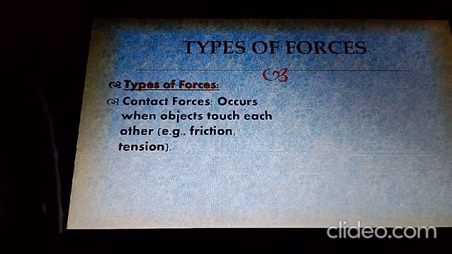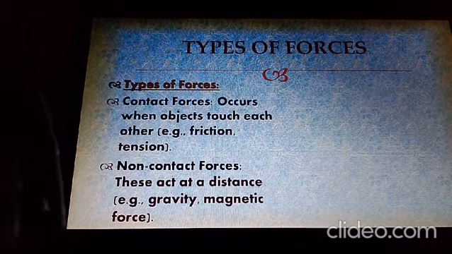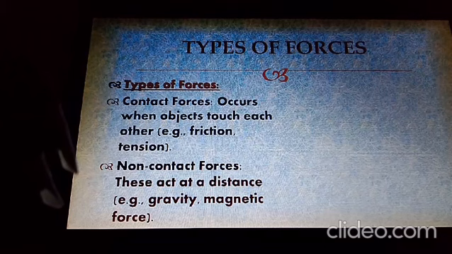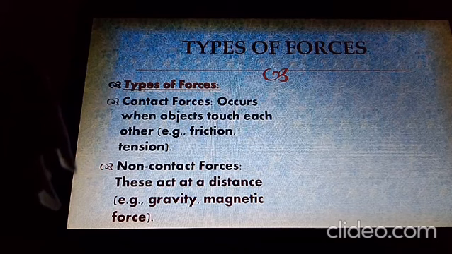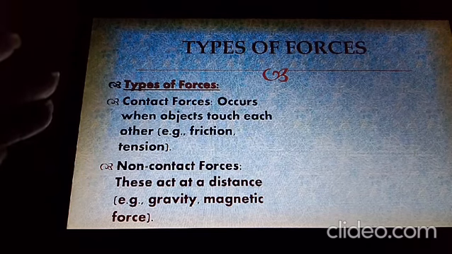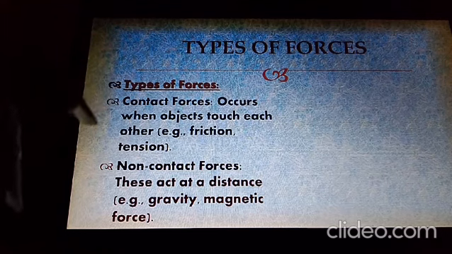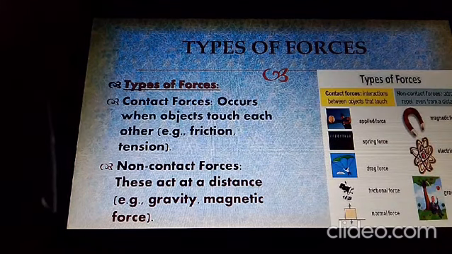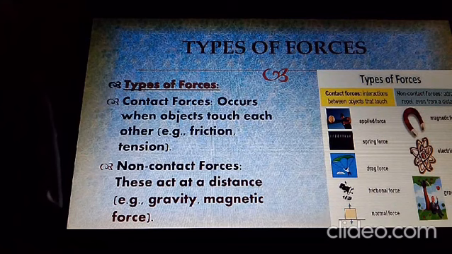Now let's move towards the next slide. Types of forces. Okay, there are two types of forces. One is the contact forces and the other one is the non-contact forces. Now what is a contact force? Contact force occurs when objects touch each other, means the friction force is a contact force, tension in a string is a contact force, and the non-contact forces, those type of forces which act at a distance, like gravity, magnetic force.